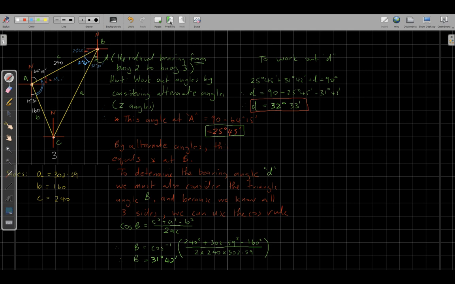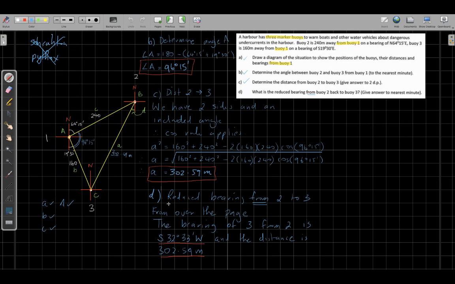Okay, so we'll just go back a page. So down here, reduce bearing from 2 to 3 from over the page that we just did. Bearing of 3 from 2 is, bearing from 2 to 3, bearing of 3 from 2, that's right, from 2, is south 32 degrees 33 minutes west, and the distance is 302.59.